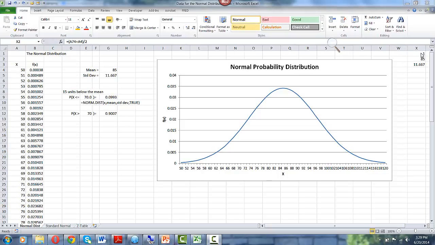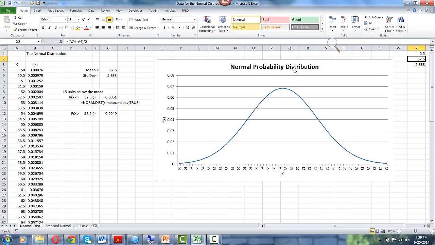So let's change the standard deviation, and the way I have it here, the mean's going to change too. But since I have 15 units below the mean, the location doesn't matter so much. So we now have the standard deviation smaller, and so obviously then the probability changes.